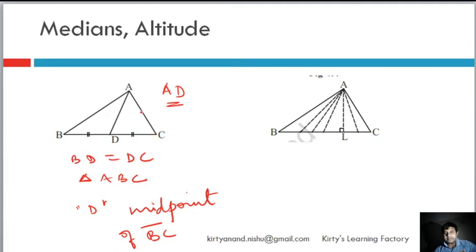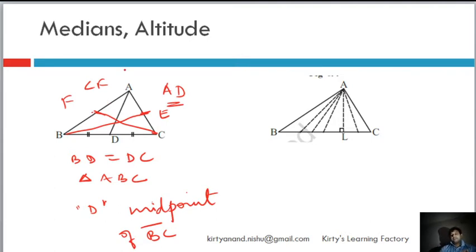Similarly, there can be a midpoint here, right? Let's call it E. And if I connect it with B, E, it will be another median. And if this has a midpoint F, and if I connect it with the opposite vertex C, then CF is another median. So a triangle will have three medians.